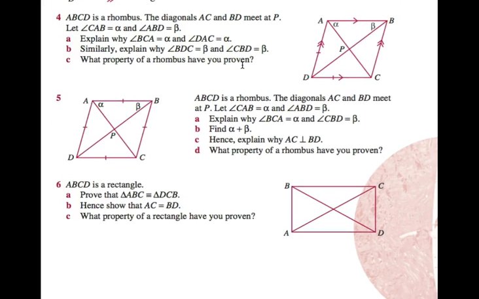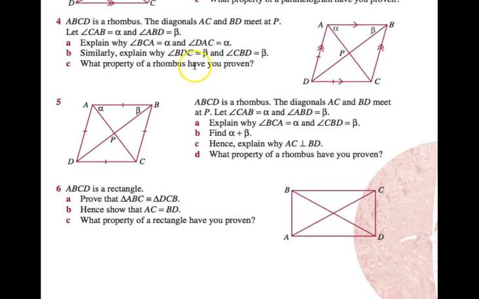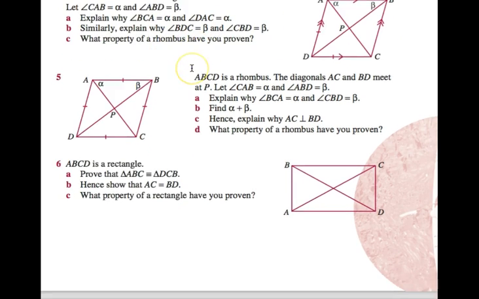In question 4, they say ABCD is a rhombus. Now remember, the definition of a rhombus is that it is a parallelogram with one pair of adjacent sides equal. So you can assume opposite sides parallel. In other words, it's a parallelogram, and you can assume adjacent sides equal, so that AD equals DC. And you have to just start working through this, okay? So there's just some explanations there. There's no proof, doesn't look like there's a congruency proof in this question, okay? But you have to explain what property of the rhombus you've proven.